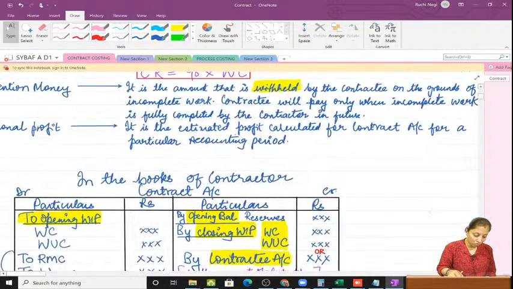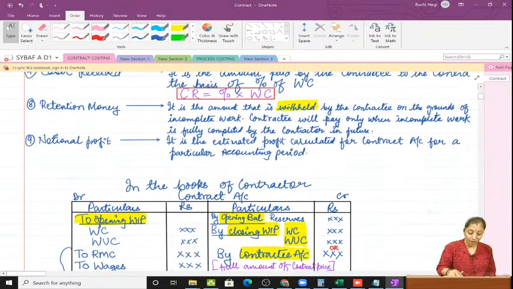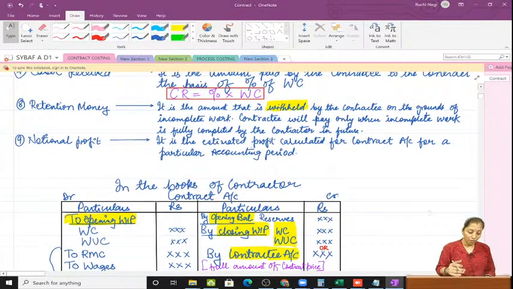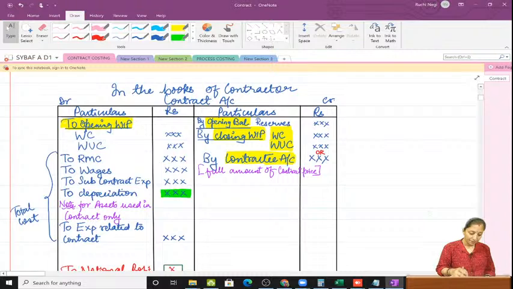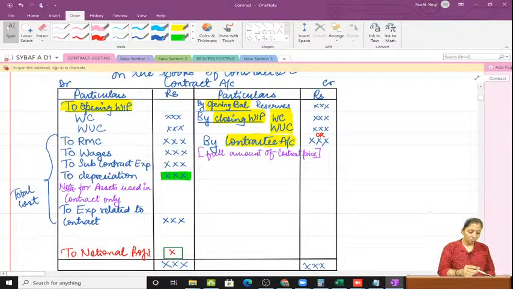And what is notional profit? It is the estimated profit which is calculated for the contract account for a particular accounting period. So this is the format of a contract account. It calculates your WIP, work certified, uncertified. Then it takes into consideration your raw material consumed, wages related to the contract, subcontract charges, depreciation on assets which are in use and in connection to the contract.